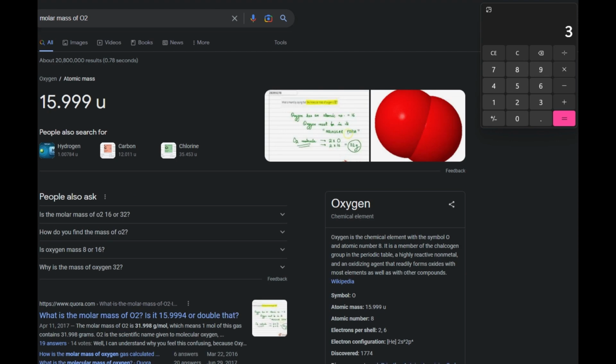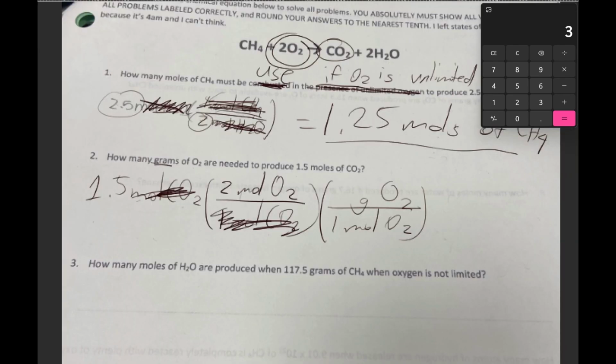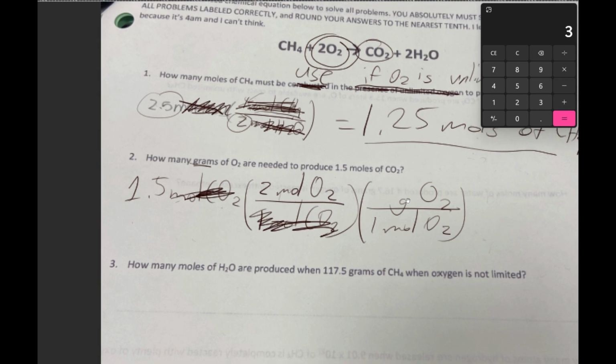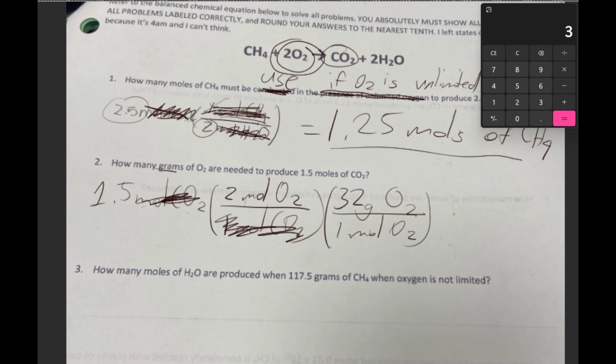16. So 16 is for 1 atom of O. Now, oxygen equals 16. If we have 2 oxygens, that equals 32. Does that make sense? Because if you have 16 plus 16, that equals 32. Exactly. So then let's continue on with this work. And 32. Okay, great. Now what do we do?